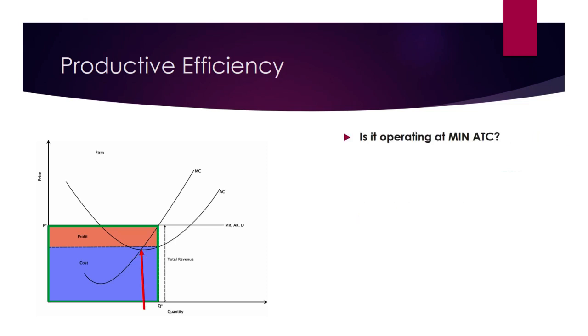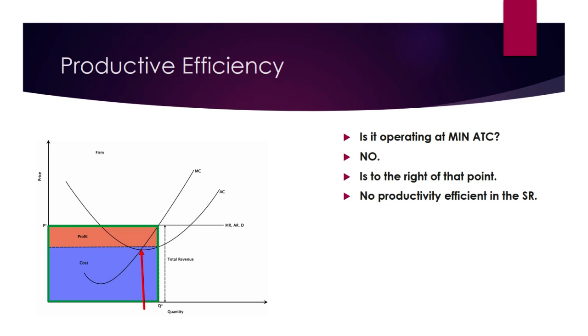So we want to ask the question here, is this firm operating at the minimum of its average total cost? Well, let's look at the arrow and we see no. Does everyone agree that they're actually operating to the right of this point, right? I've got to look at Q star, and Q star is definitely not where average total cost is minimized, right?